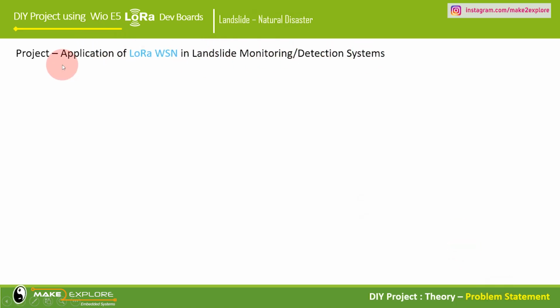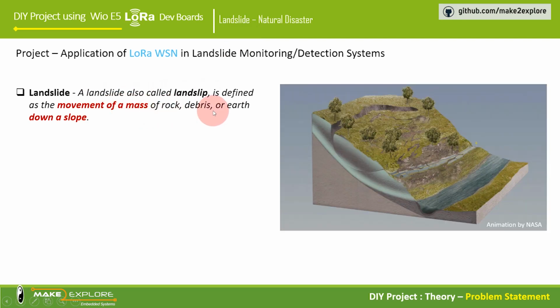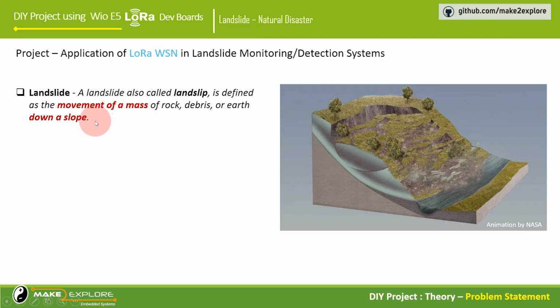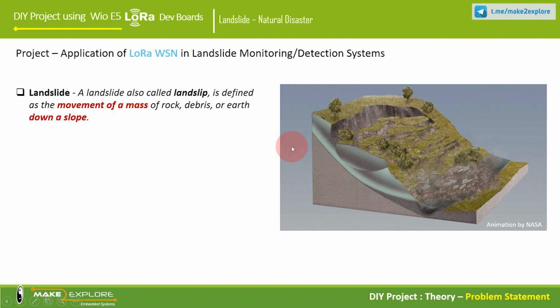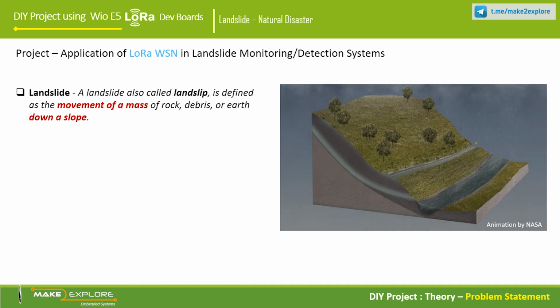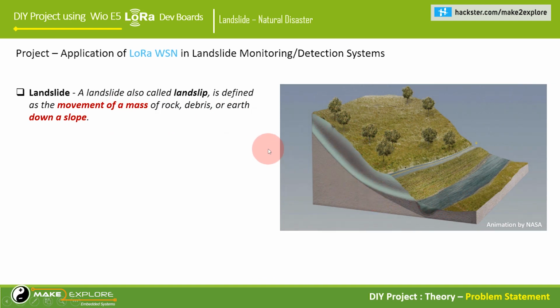So what does landslide actually mean? A landslide, which is also called a landslip, is defined as the movement of massive rock, debris, or earth down a slope. You can see this in the animation. There are several forms of mass wasting that may include a wide range of ground movements, such as rockfalls, deep-seated slope failures, mudflows, and debris flows.